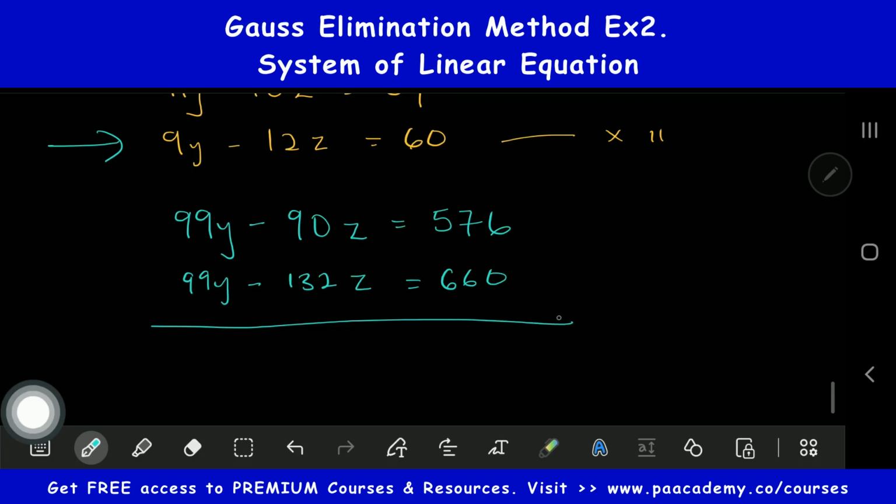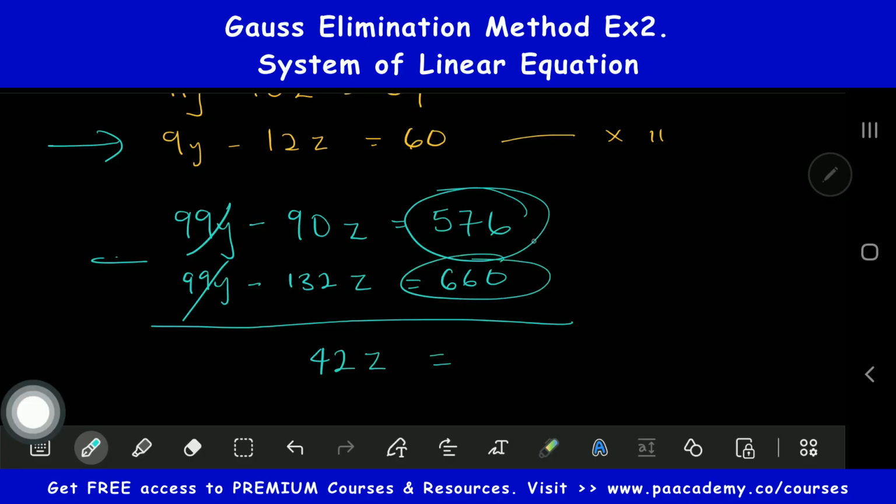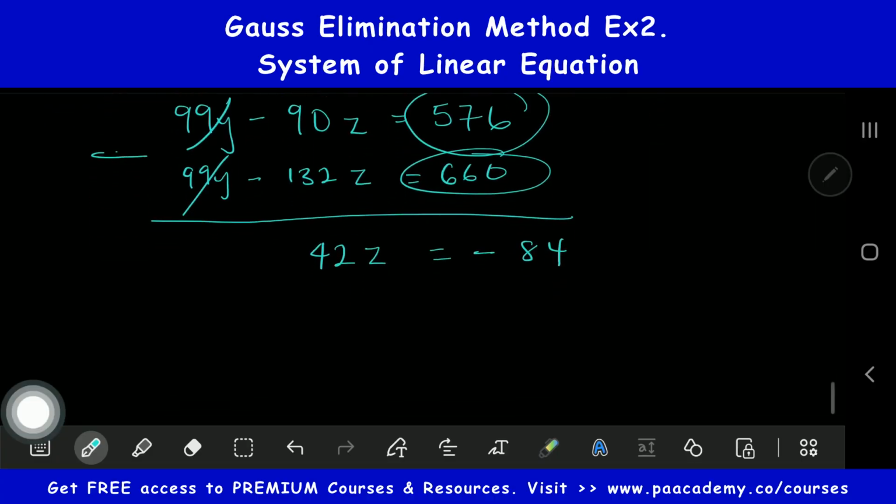With this now, we can easily subtract them. So this cancels this. We are going to be having minus 90 minus 132, so that's like minus 90 plus 132, and that will give us 42. We're going to be having 42z equals 576 minus 660, so that will give us minus 84. With this now we can make z the subject of the formula by dividing both sides by 42. So with that, we're going to be having z equals minus 84 over 42.